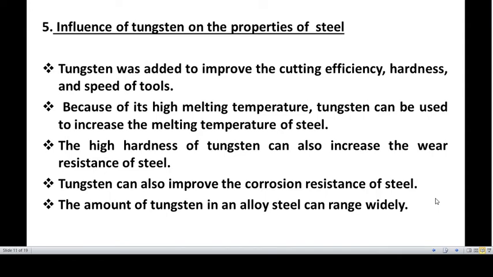The influence of tungsten on the properties of steel: it can be added to improve the cutting efficiency, hardness and speed of the tools. Because of its high melting temperature, it can be used to increase the melting temperature of the steel for industrial purposes. The high hardness of tungsten can also increase the wear resistance of steel. Tungsten can also improve the corrosion resistance, and the amount of tungsten in alloy steels can range widely.